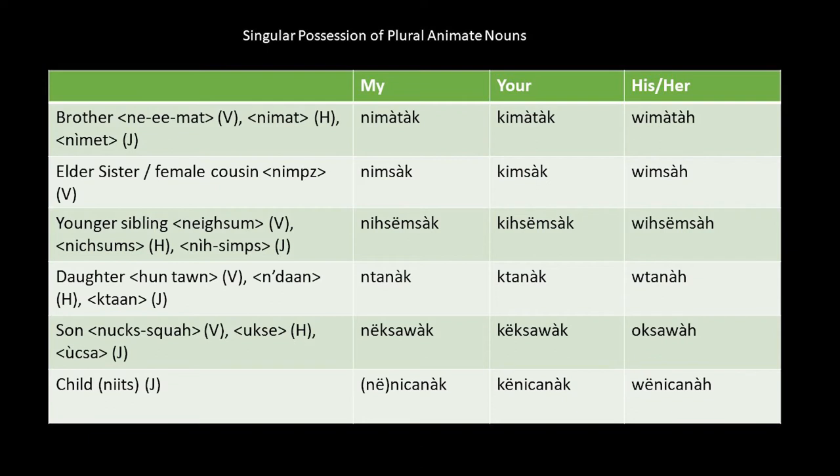And my child, neets. Note that the first person marker, na, sometimes coalesces with the noun when it begins with an N, as in this example. So this affix is more implied in this example. So my children would be nitsanak. Your children, kunitsanak. His or her children, wunitsana. Note also in this example that the ending un is restored in the plural forms.